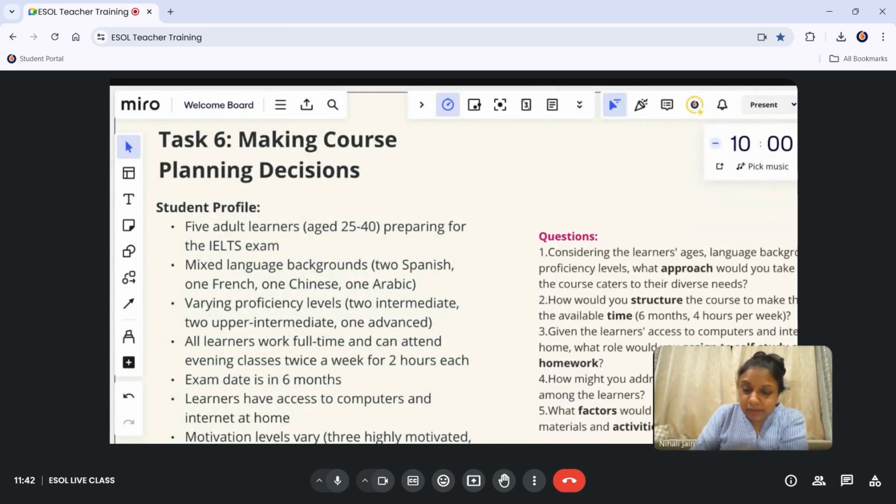Homework and self-study. Oh, I think my time is up.